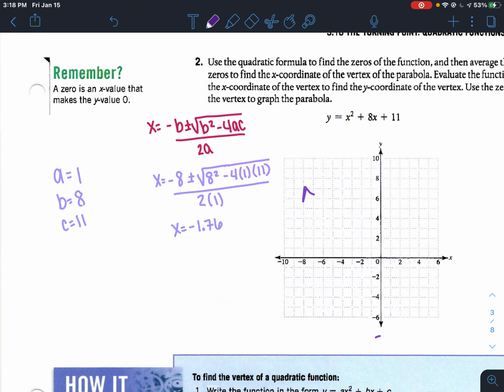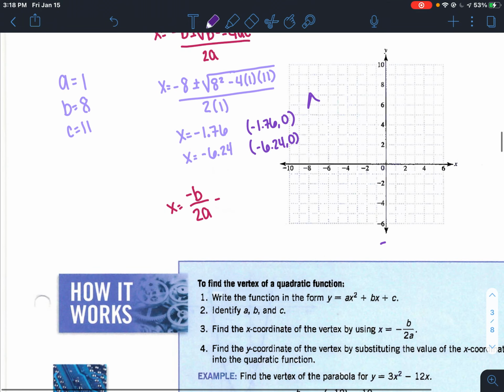I got x to equal negative 1.76. And then if I changed my sign, I got x to equal negative 6.24. So those are my x-intercepts, my zeros, or my solutions. As coordinates, there they are. Okay. Then I'm going to find my vertex. I'm just going to find everything at once and then sketch the graph.